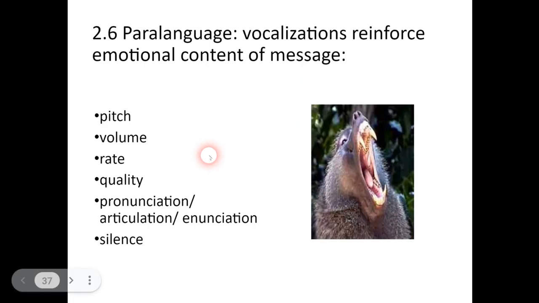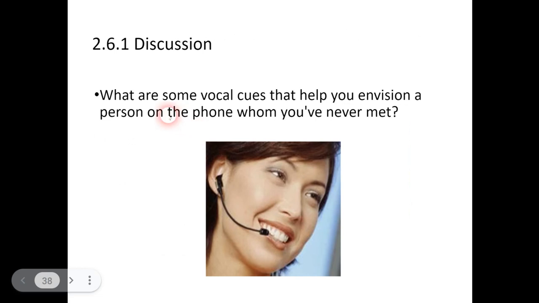Para-language: vocalization reinforces the emotional content of the message. You can look at the pitch level, the volume, the rate and the quality, pronunciation, articulation, enunciation, and the silence. So, if you have a beautiful voice or powerful voice, it's good for you. People can judge other people based on the sound that they hear.